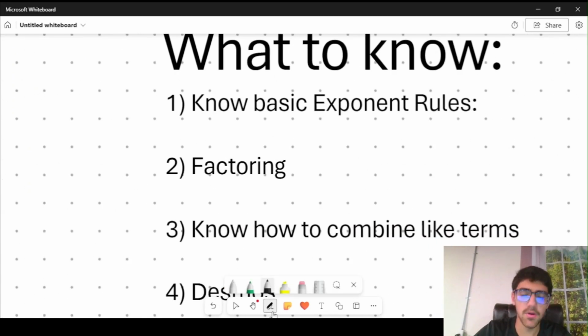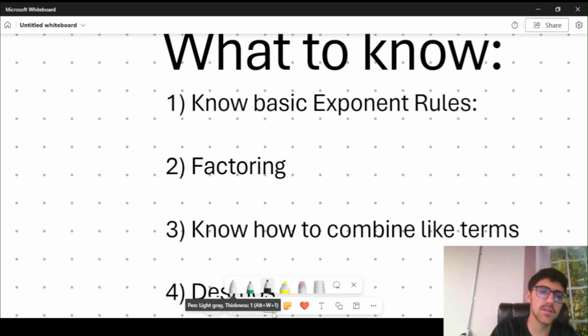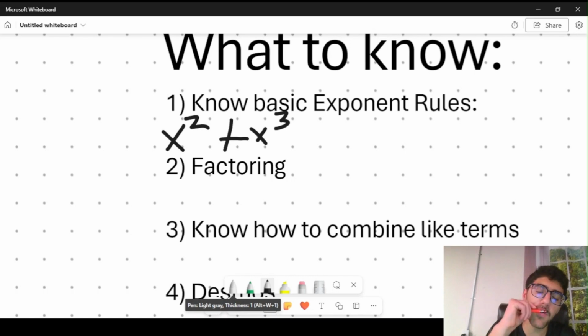So what does that mean? What happens if you add two variables with exponents? Let's say you have x squared plus x cubed. If you have different exponents, you cannot add them. So x squared plus x cubed is the most simplified it can be. You can't go any further.